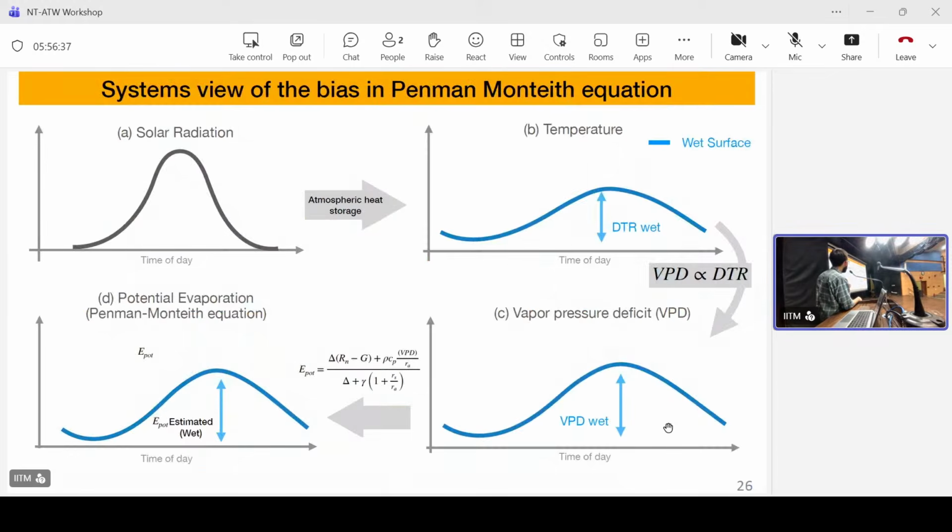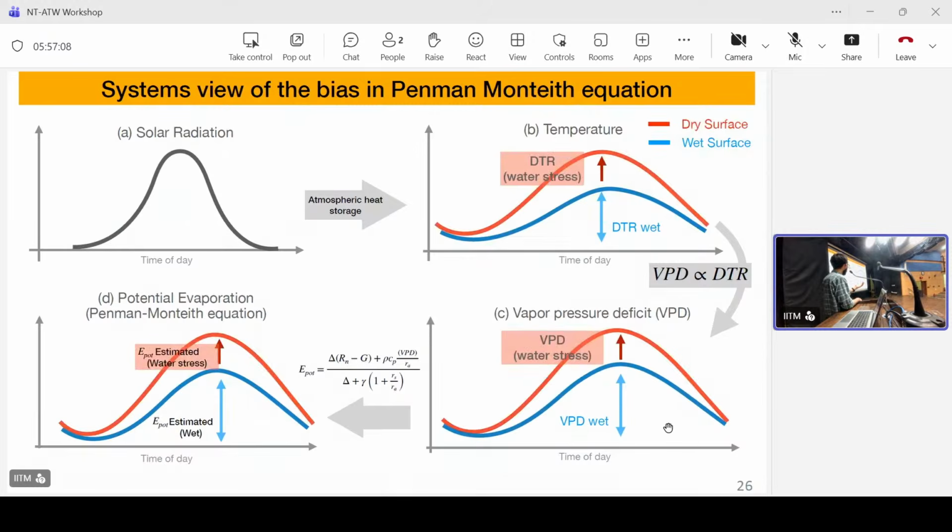So what we then have is that if we consider a systems view of vapor pressure deficit, we can now arrive at a systems view of the Penman-Monteith equation, essentially to understand potential evaporation. From solar radiation, we can get variations in temperature, basically the diurnal temperature range, which gives us vapor pressure deficit. And while computing potential evaporation, we use this diagnostically: we would either observe this or we pick it from a model over a dry region or a wet region, we put it in an equation and we get an estimate for potential evaporation.